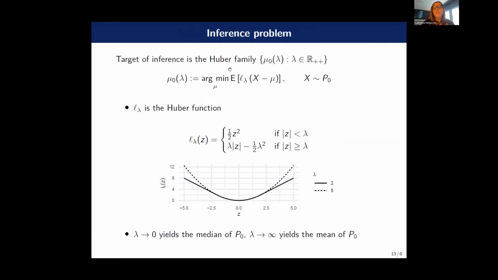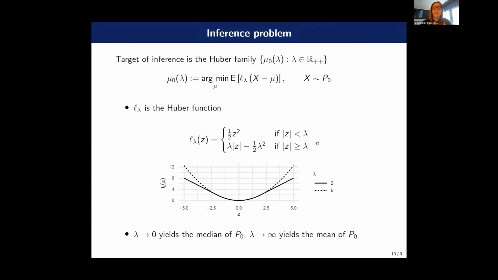So the target of inference is this Huber family, right? We want to know the mu lambda for the true population. So that's why it's got that subscript 0 on it. That's meant to indicate the true population. And lambda is going to go between 0 and infinity, so it lives on the positive real line. So the population Huber path, which we call it, is defined to be the value of lambda that minimizes the expected loss around the center, where the loss function is defined by the Huber function.